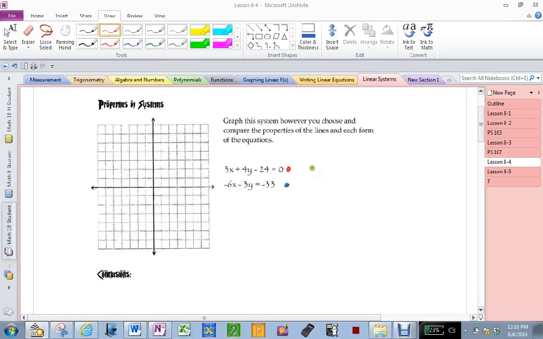Slope-intercept form, of course. 3x plus 4y minus 24 equals 0. 4y equals negative 3x plus 24. Y equals negative 3/4 x plus 6. Graph it. 1, 2, 3, 4, 5, 6. And the slope was negative 3/4. Down 3, out 4. Draw my line.